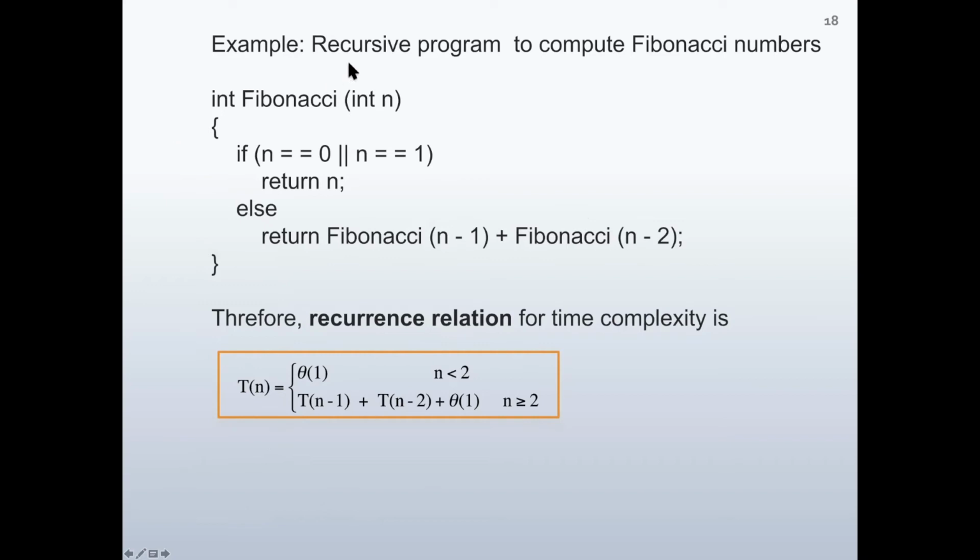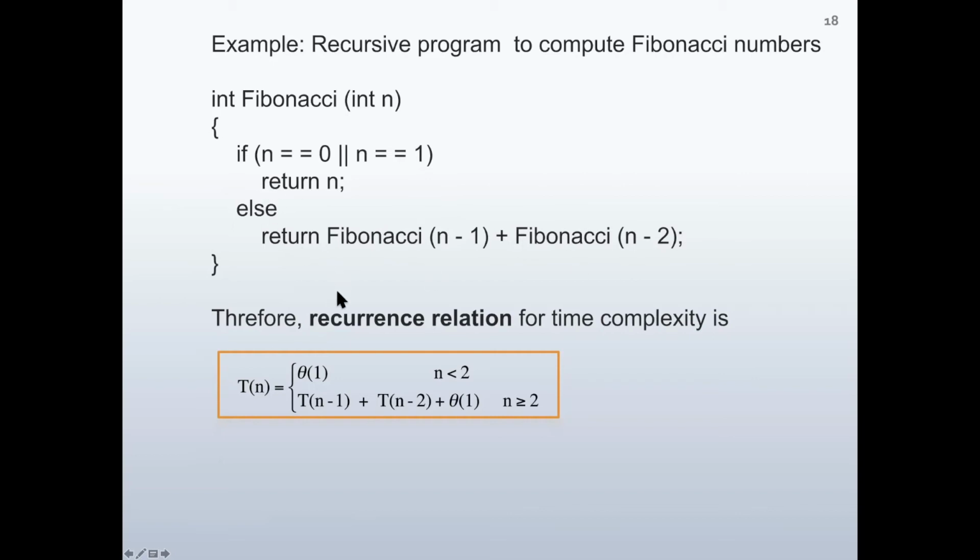Now we are considering the recursive program to compute Fibonacci numbers. Again, the name of the function is Fibonacci. We have parameter integer n, and it will return an integer value. If n is equal to 0 or n is equal to 1, it will return value n as the value of the Fibonacci number. Otherwise, it will find out Fibonacci n minus 1 plus Fibonacci n minus 2, and this summation will be returned from the function. Remember that Fibonacci n is equal to Fibonacci n minus 1 plus Fibonacci n minus 2.